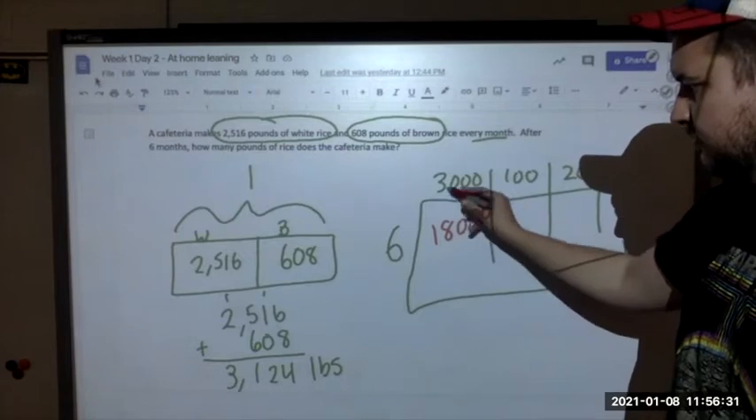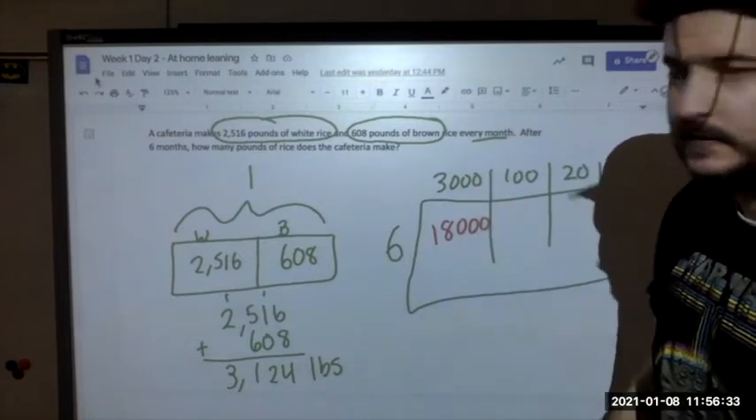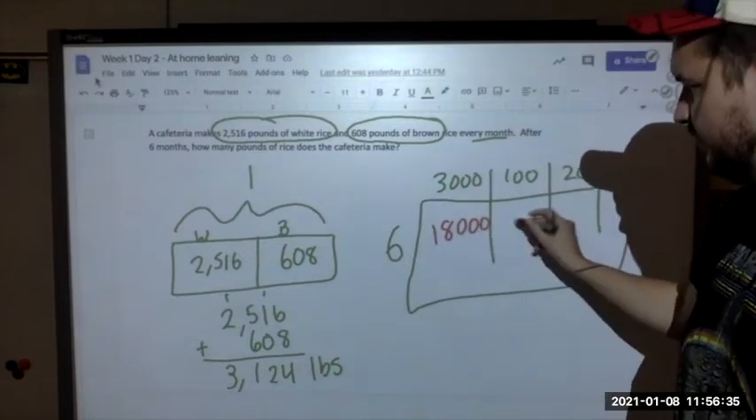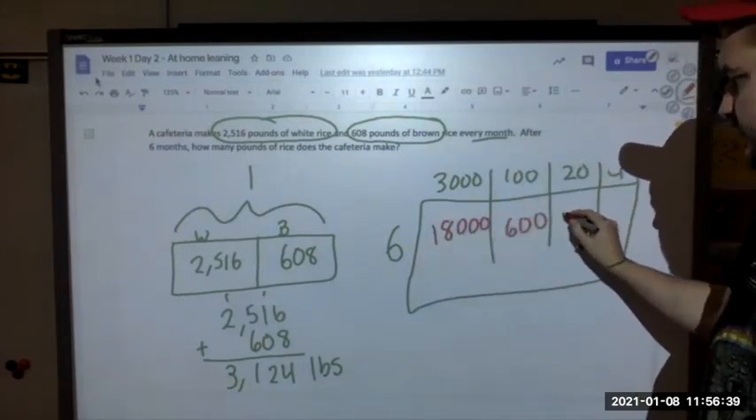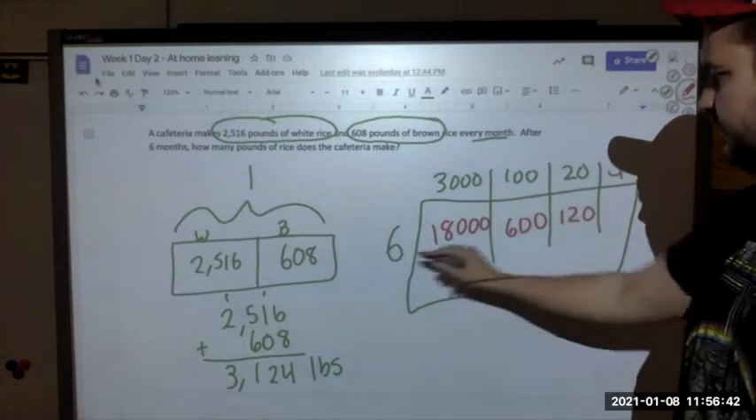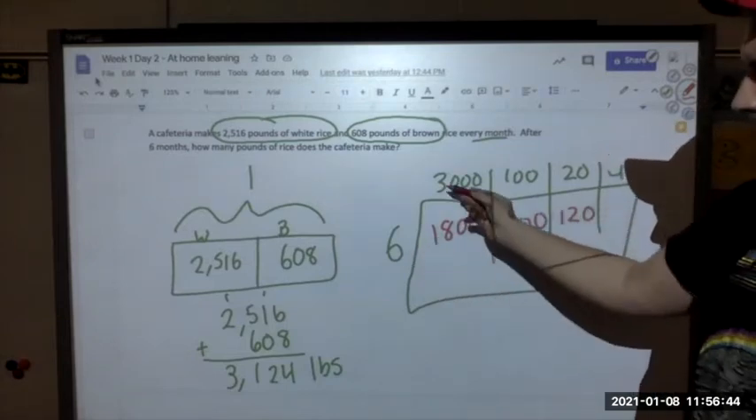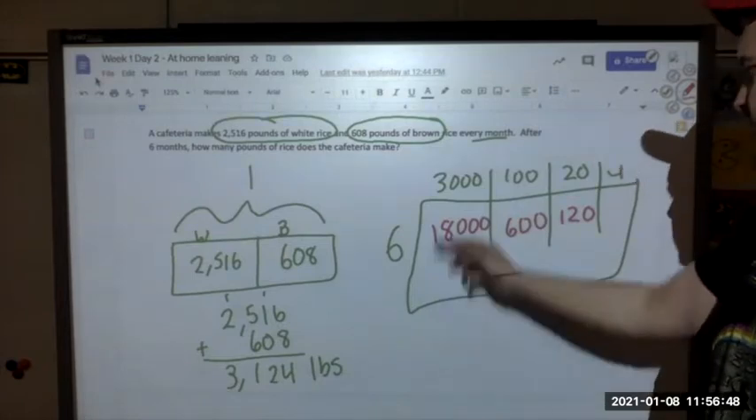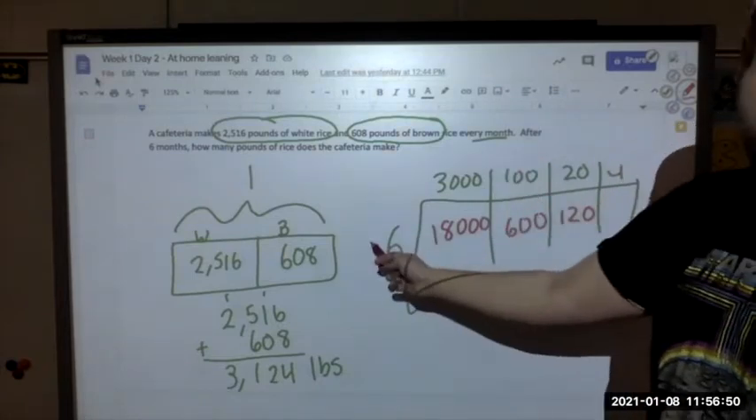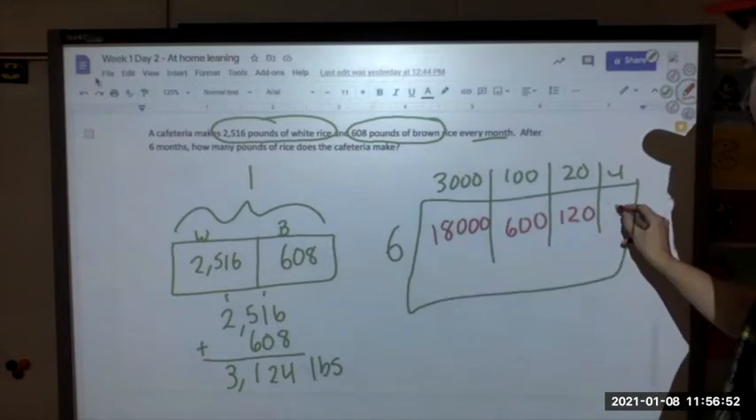Add your 3 zeros because it's 3,000 times 6. 6 times 100 would be 600. 6 times 20. 6 times 2 is 12. Add 1 zero. And 6 times 4. If 6 times 3 was 18, you add 6 more, or you could do 4 times 5 equals 20 plus 4 more equals 24.